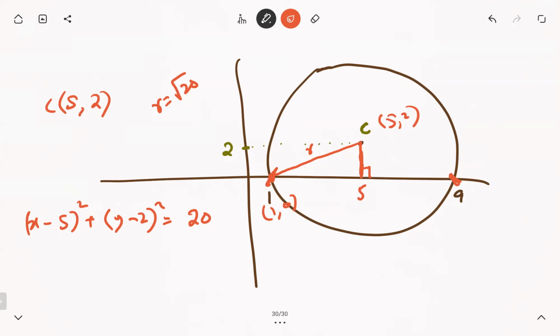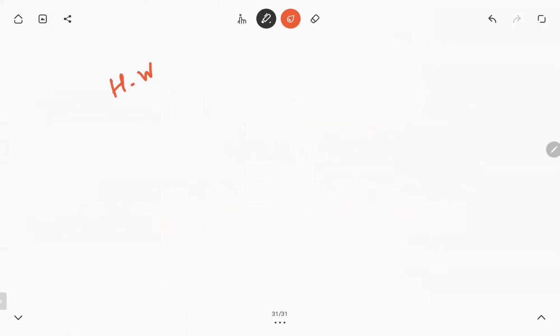Now you need to attempt the questions. Your homework is, please note down. We did question 1 and 2 here. Now I want you to attempt questions 7 to 10. 7, 8, 9, 10. You need to attempt these 4 questions of the worksheet on the equation of circle.